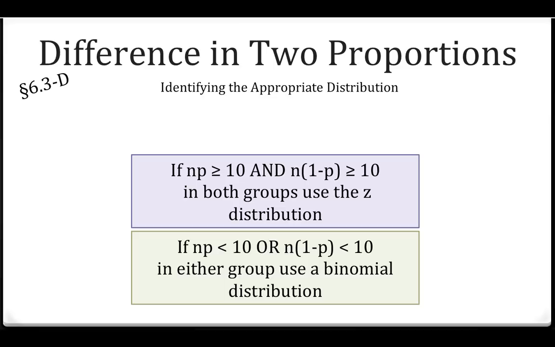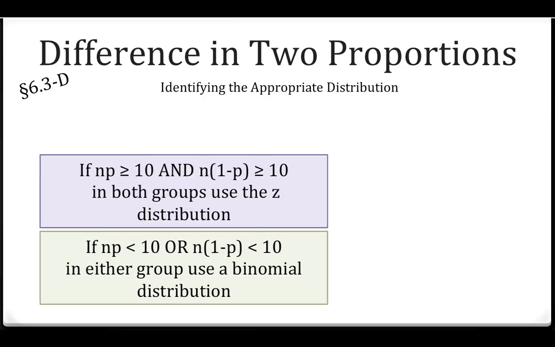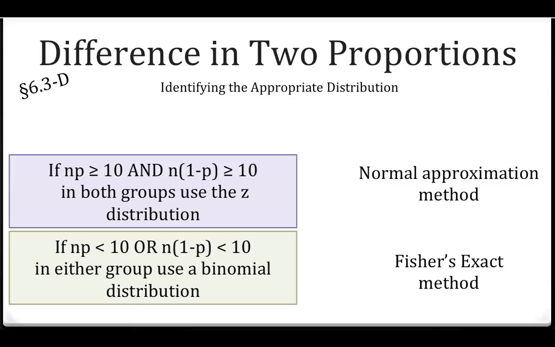If n times p is less than 10 or n times 1 minus p is less than 10 in either group, we use a binomial distribution. When using the z distribution, Minitab Express refers to this as the normal approximation method. When using a binomial distribution, Minitab Express refers to this as Fisher's exact method.